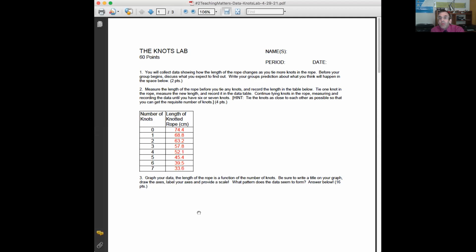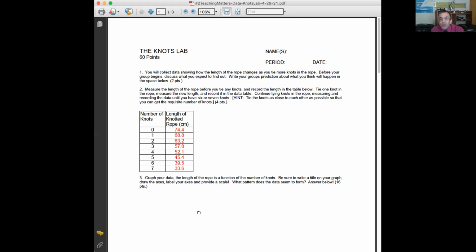You want to ask them at the beginning to make a prediction about what's going to happen every time they tie a knot in the rope. And we have a space here for them to enter their data in the table. With the ropes that I've provided, you can get anywhere from 0 to 7 knots, depending upon the thickness of the rope. As I said earlier, this activity can be done on many different levels.